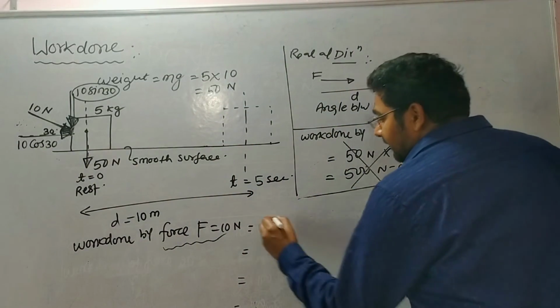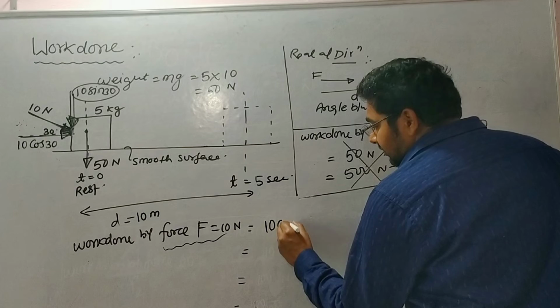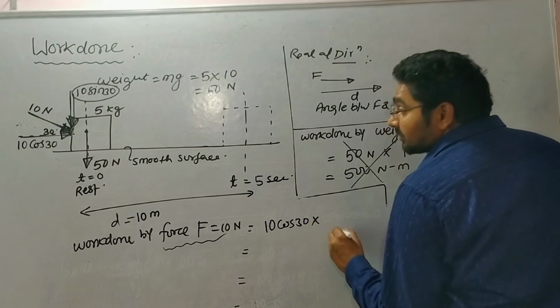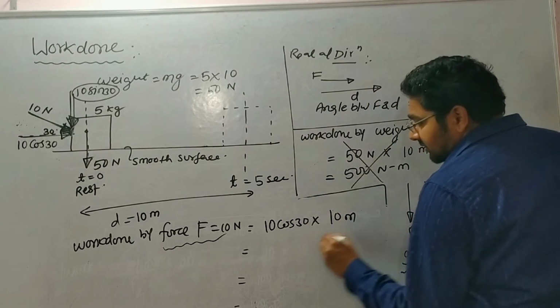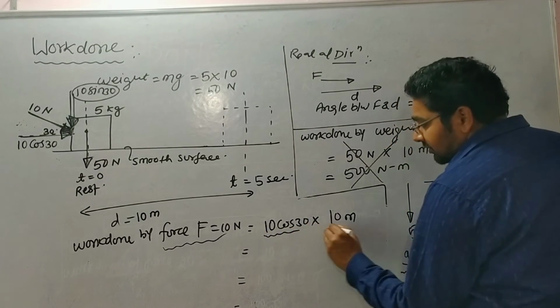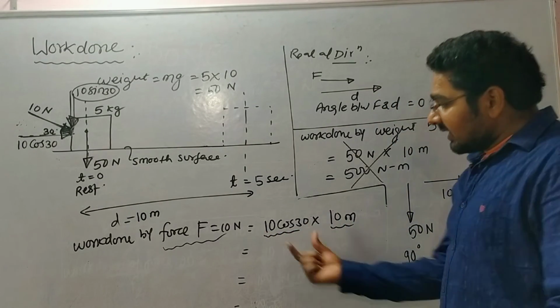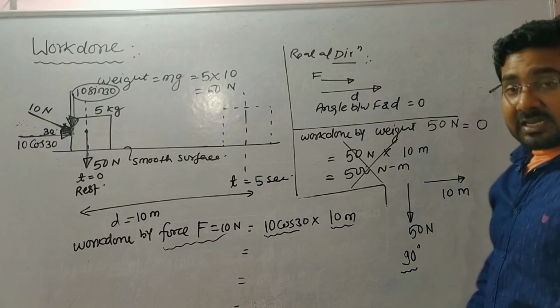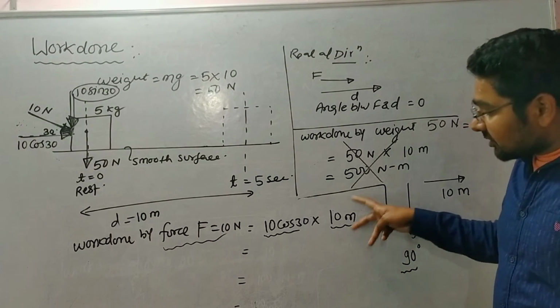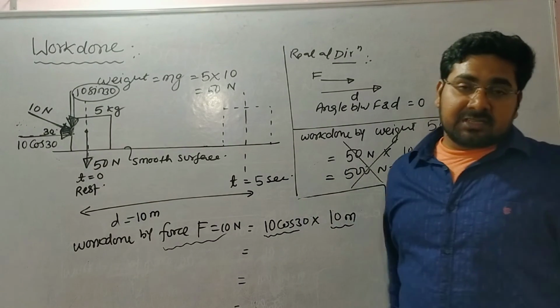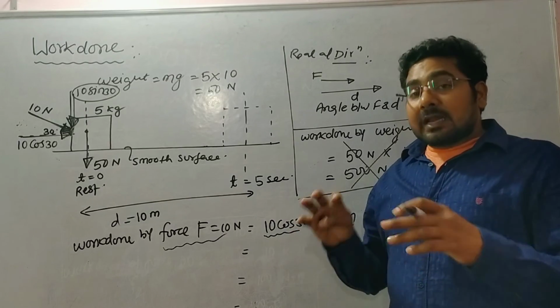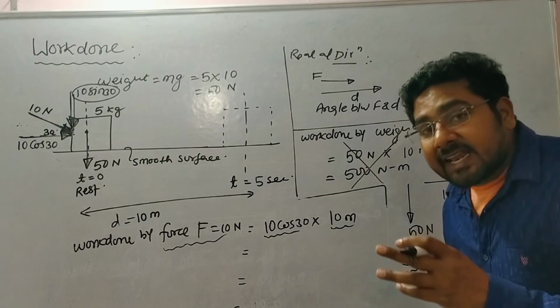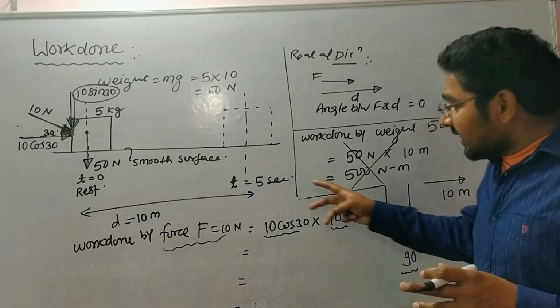So the force will be 10 cos 30, and displacement will be 10 meter, because in the direction of force, displacement must be considered. Or we can say in the direction of displacement there must be a force here. We cannot write a different direction of displacement and force.